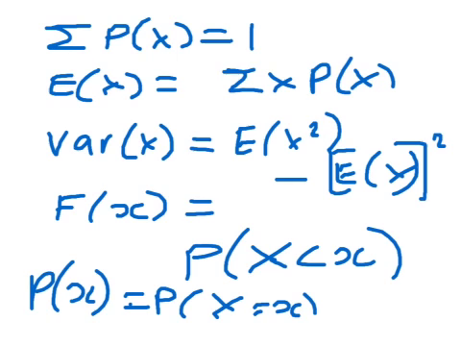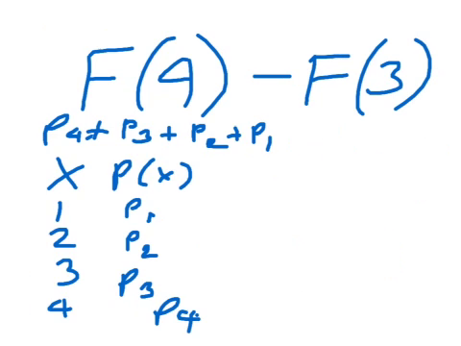So I point out here the meaning of F of 4 minus F of 3. Now F of 4 means all probabilities up to and including 4. So let's say we can have probability of 1, 2, 3, and 4. And the meaning of F of 3 would be the probabilities of 1, 2, and 3. And the difference would leave p of 4.